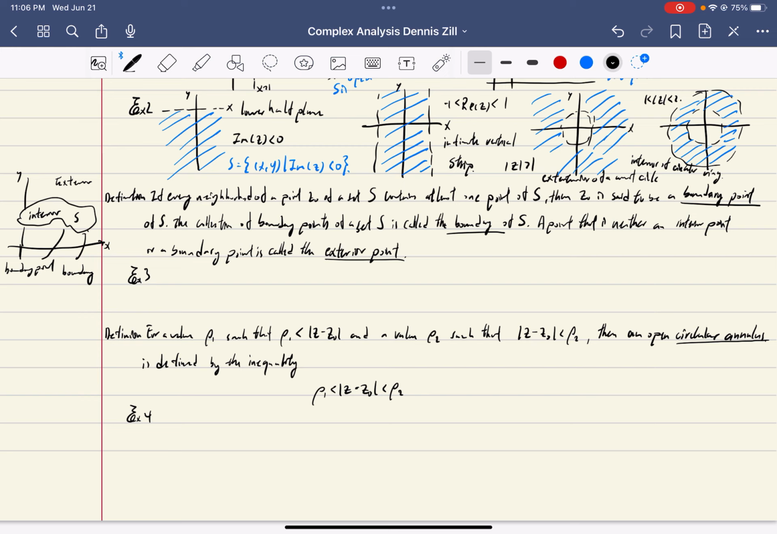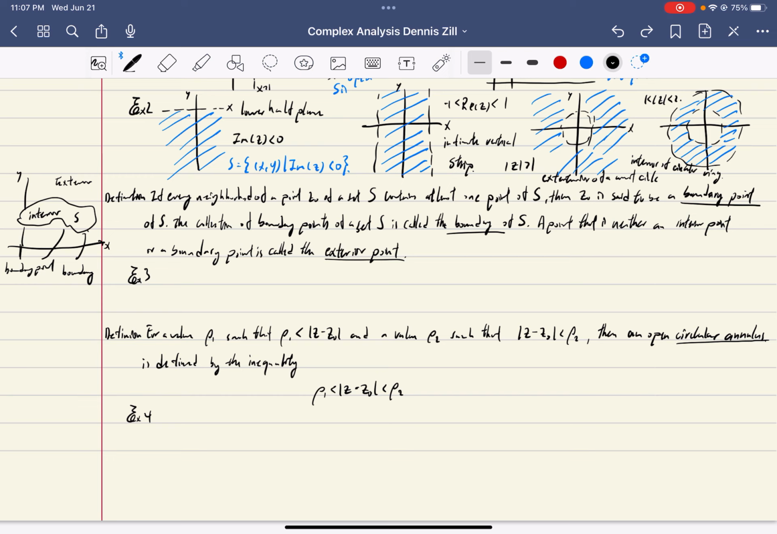Now, a collection of boundary points of a set S is called the boundary of S, right? So if we collect, in the more common mathematical parlance, we add all of these boundary points, and that is the collection, and that is the boundary of S, right? And then you write it as a union. But a point that is neither an interior point nor a boundary point is called an exterior point, right? So over here it is not interior, it is not a boundary point, so that is an exterior point, right?